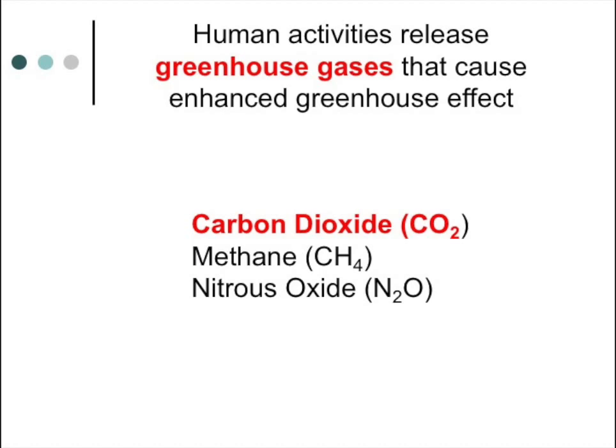And this is emitted by combustion of fossil fuels by humans. And the product of fossil fuel combustion is carbon dioxide, and that's released into the atmosphere. So that's the main greenhouse gas that we'll be concerned with.